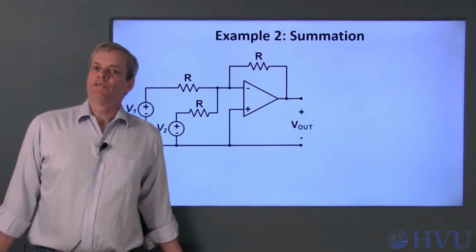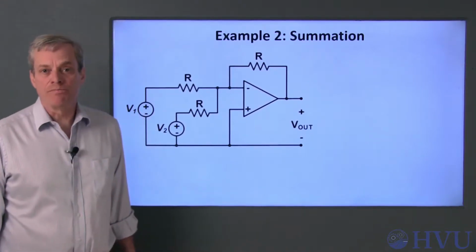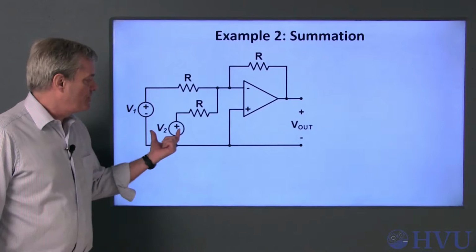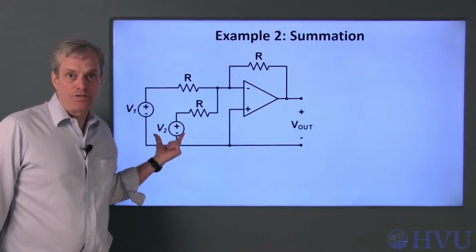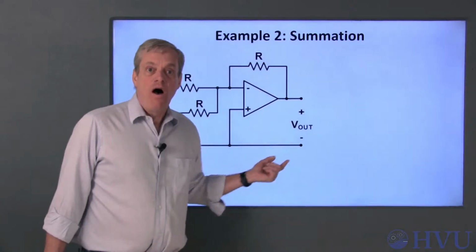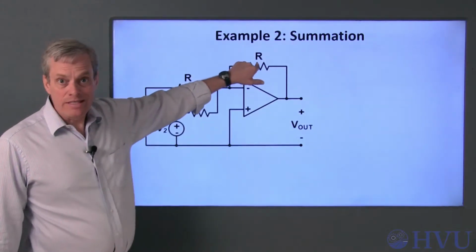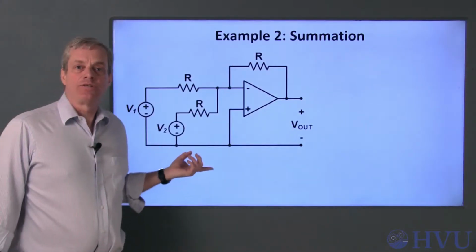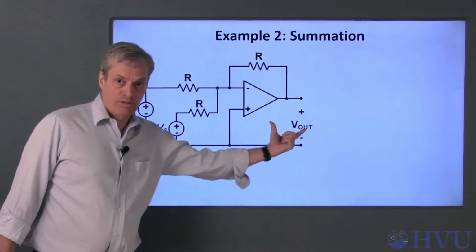For my next example, let's look at a circuit that performs an addition process. In this circuit, I have two inputs, V1 and V2, and one output. All of the resistance values are the same. Now let's analyze the circuit to determine the input-output relationship.